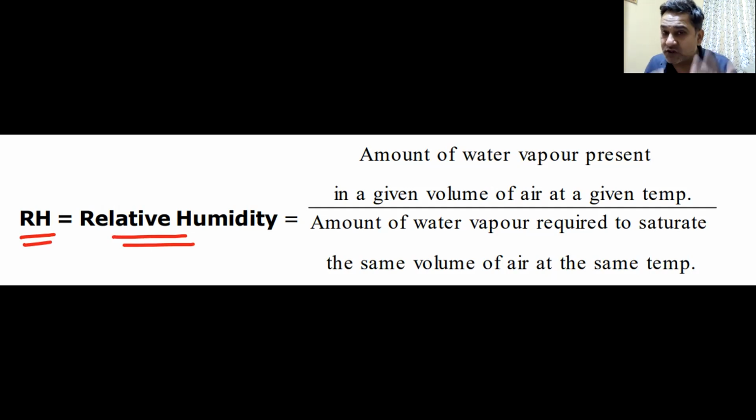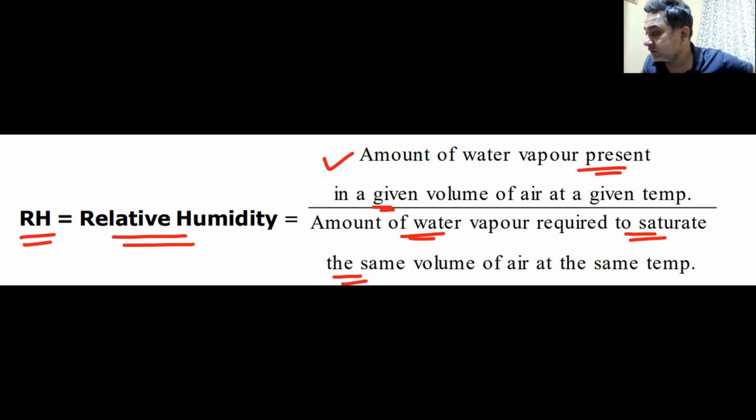Now, what is the actual amount of water vapor present? Let us say it is 4 grams. 4 grams is present in the air right now and 5 grams is required to saturate the air. The ratio of 4 by 5 in percentage, the amount of water vapor which is actually present to the amount of water vapor which is required to saturate. If I say 4 is to 5, 4 by 5 or 80% or 0.8, that is the relative humidity at this place. Do we understand this?